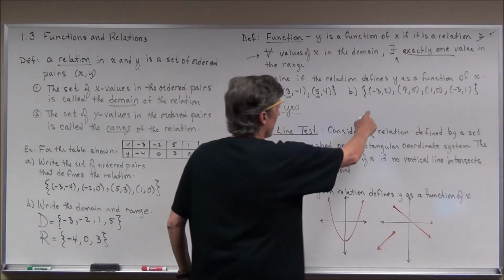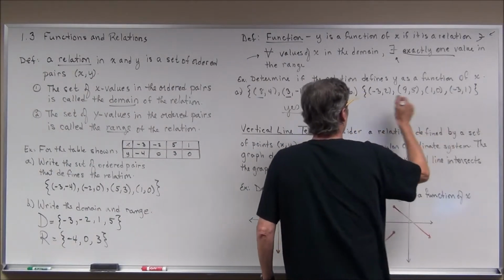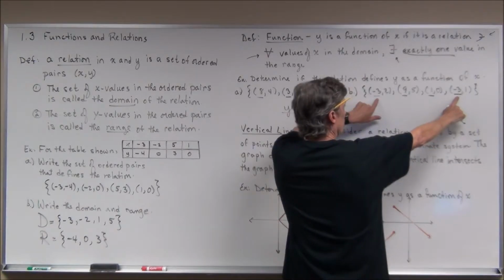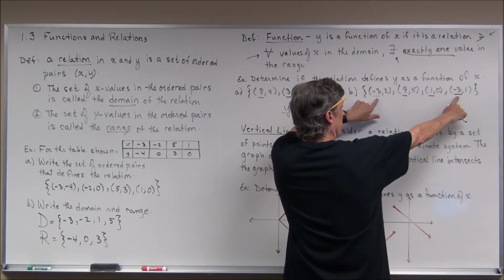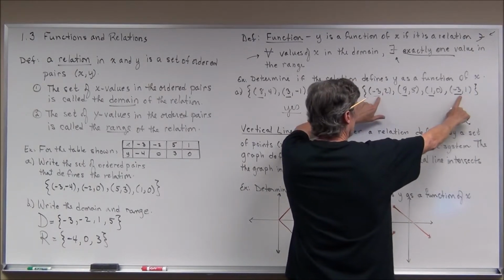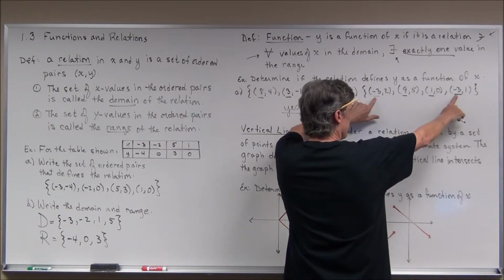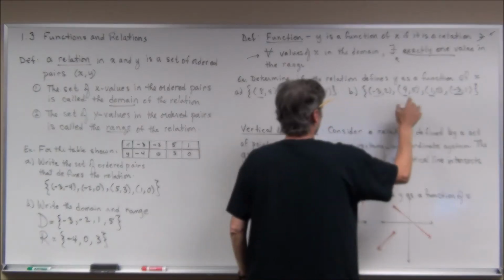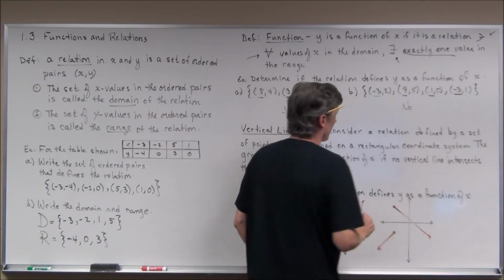Over here, I look at just my x values for this example, and I notice that I have two x values that are the same. They're both -3, and they have different y values. So these are two different ordered pairs, but they happen to have the same exact x value. So this is not a function. This is a relation, but it is not a function.